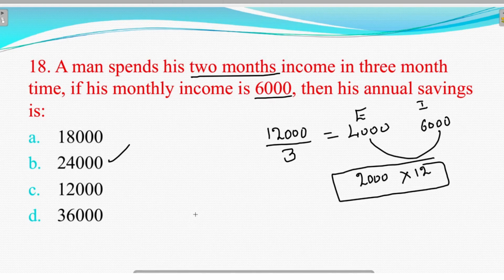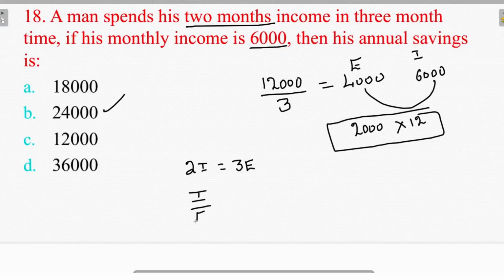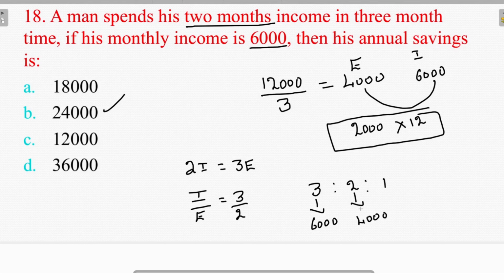And with ratio, the meaning is that 2 months income is spent in 3 months. Then the income to expenditure ratio will be 3 is to 2. Income will be 3, expenditure will be 2, savings will be 1. 3 parts is equal to 6,000, 1 part is equal to 2,000, 2 parts is equal to 4,000. No need to calculate, directly I can find 1 part is 2,000, that is the savings every month. Then I want it for 12 months. This is the ratio method. This is the logic, this is a ratio. You can do anything.